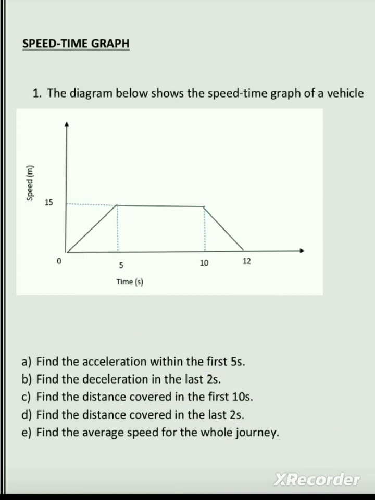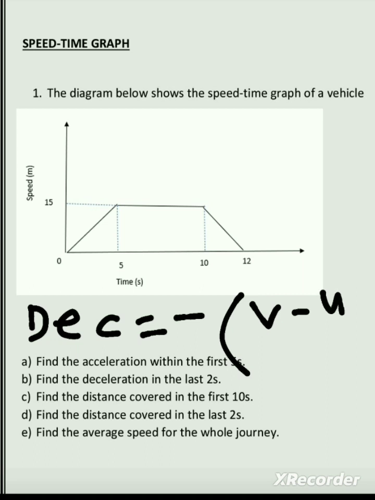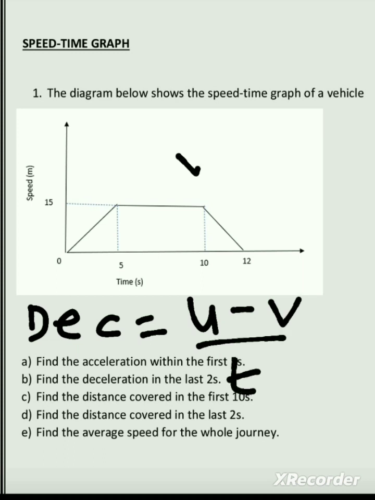B, find the deceleration in the last 2 seconds. So the last 2 seconds is from here to here. So they are talking about this. For deceleration, I'll just use the word DEC because I don't have enough space. So the formula for deceleration, there are two. There is one which goes like this, negative v minus u over t. Or you can find the acceleration here, then you change its sign. Or my favorite is this, u minus v over t. Acceleration is v minus u, but deceleration is u minus v.